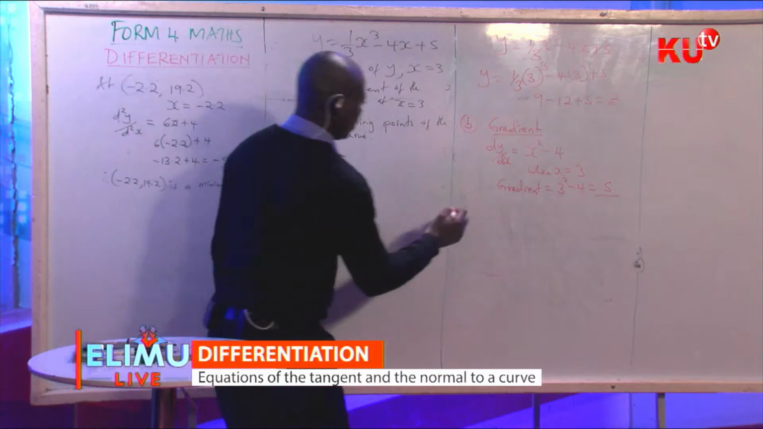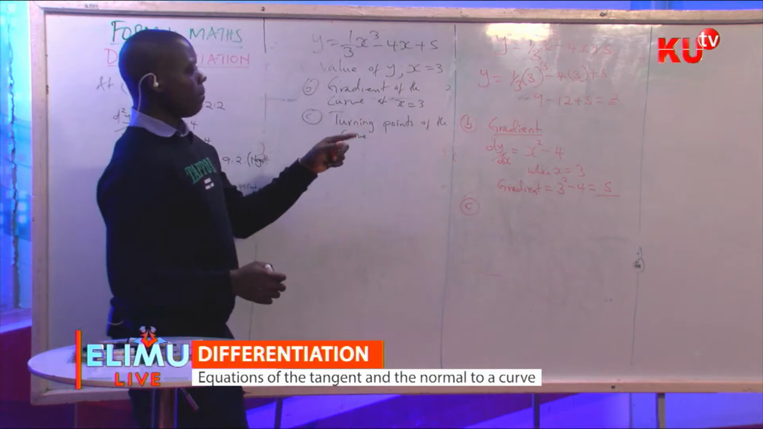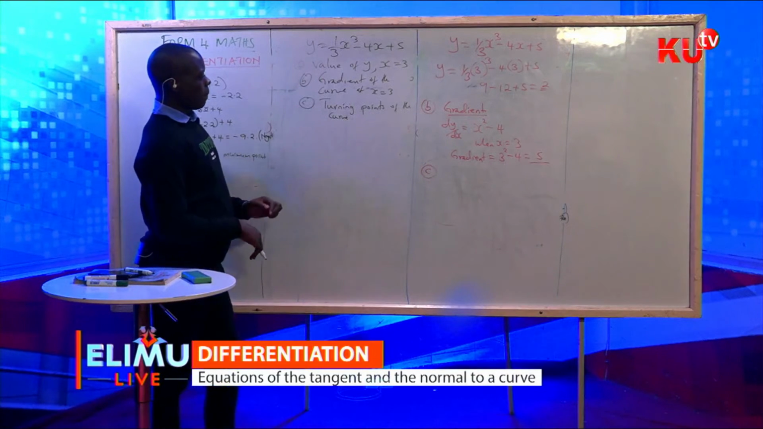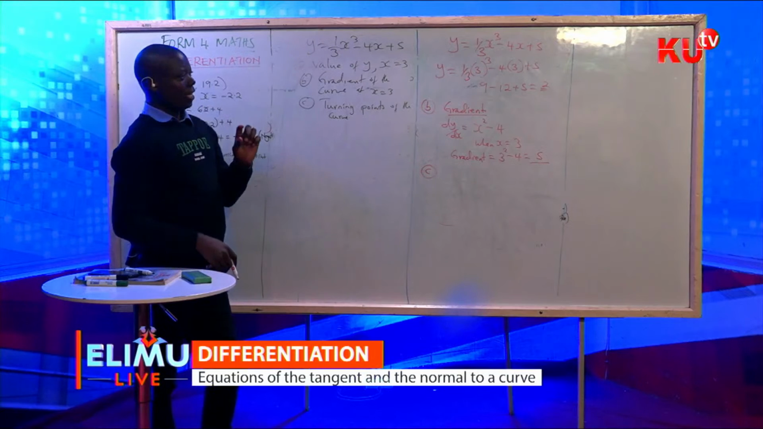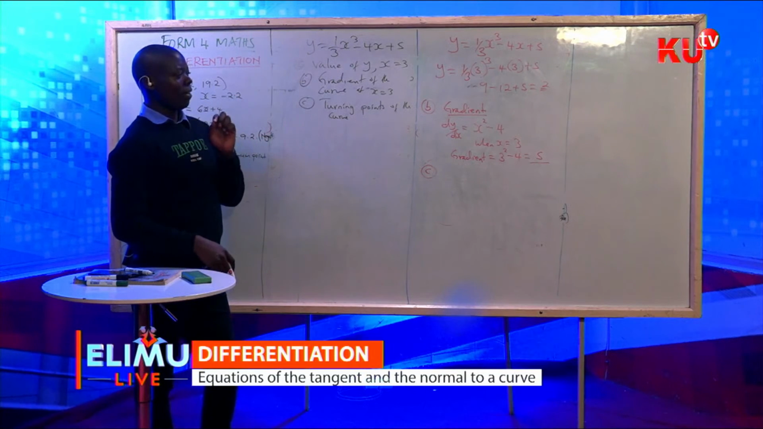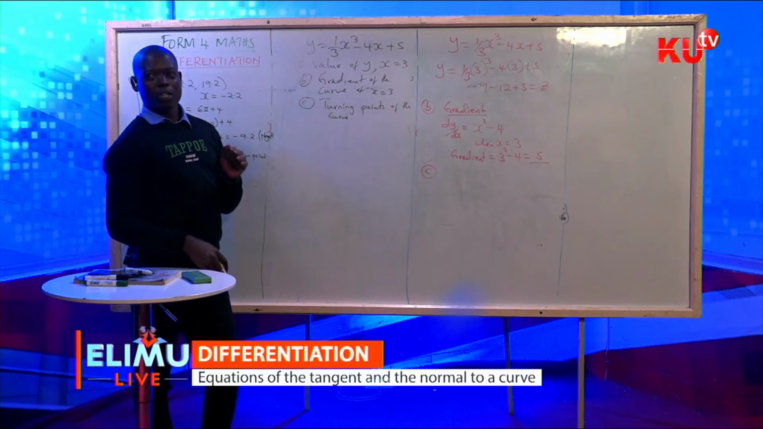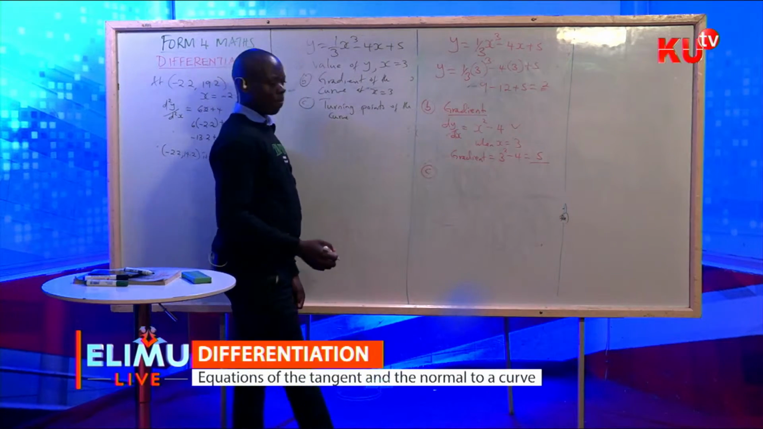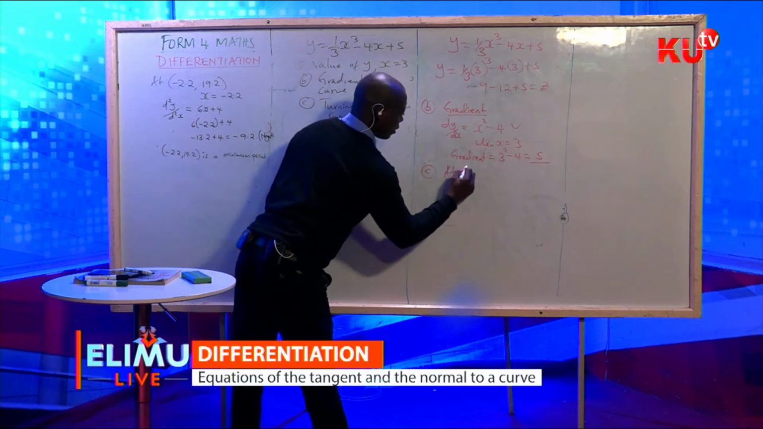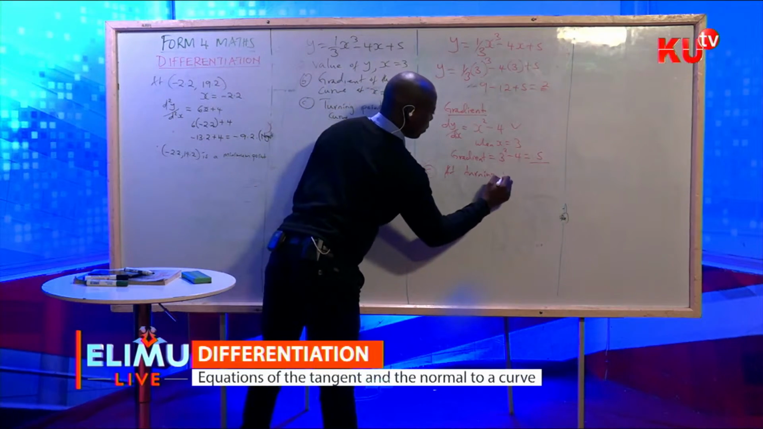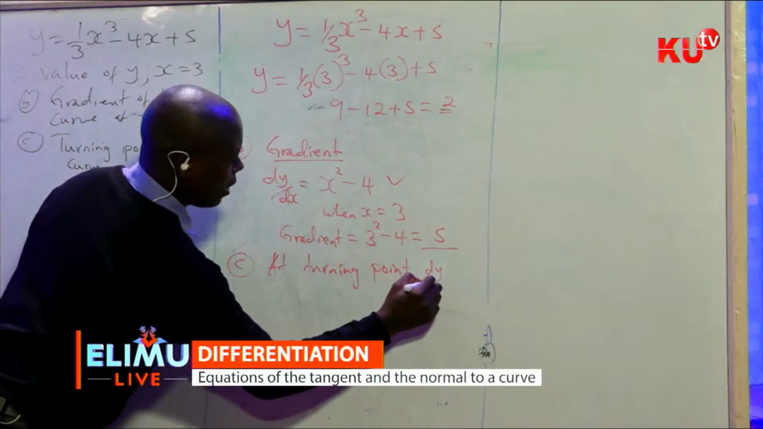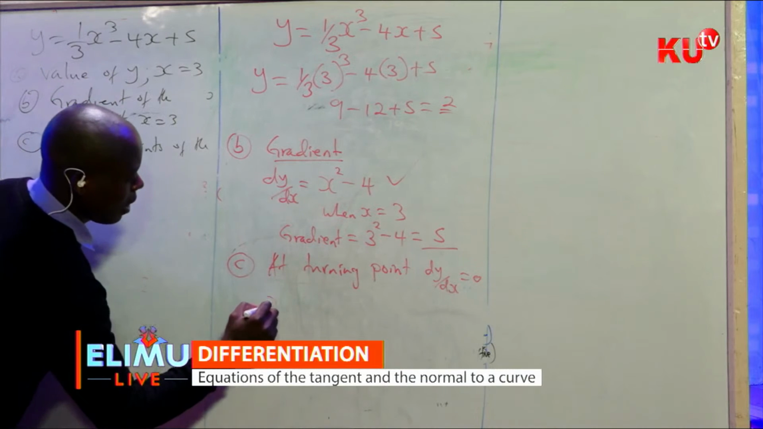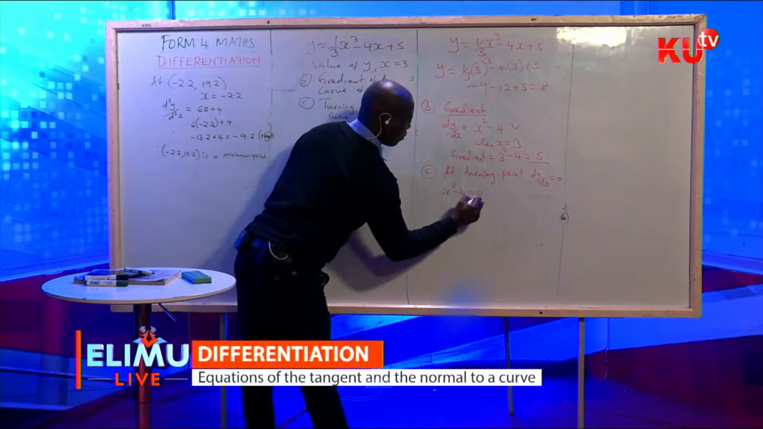And finally, part C, the turning points of the curve. To get the turning points, we've said you get the turning points by differentiating and equating to 0. We've already differentiated. This is the derivative. So at the turning point, dy dx is 0. Therefore, it means x squared minus 4 is 0.